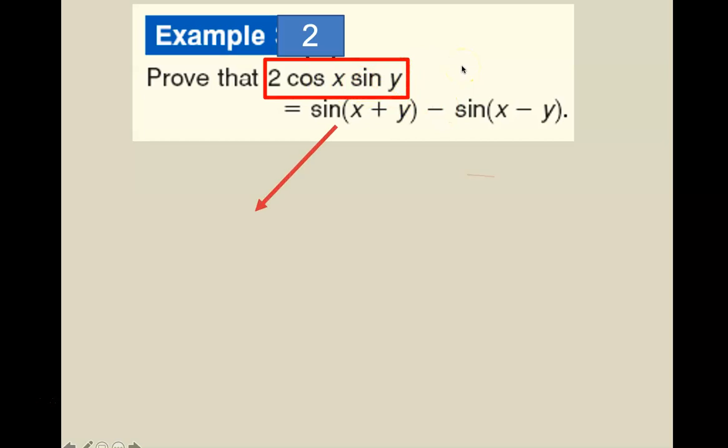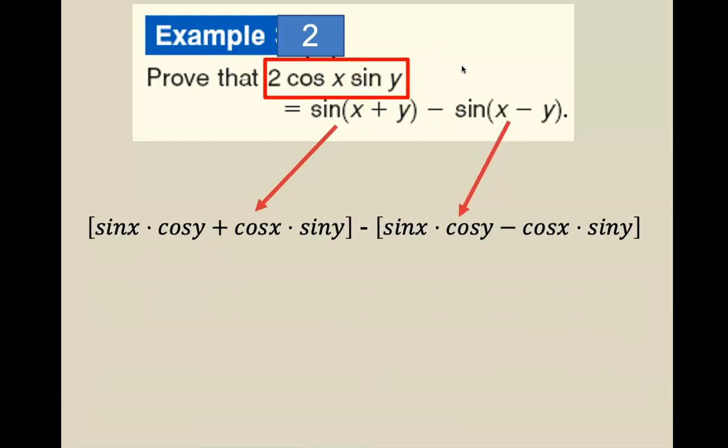So let's use some identities. Sine of x plus y, remember that's sine, cosine, cosine, sine, and then instead of A and B, I have x, y, x, y.